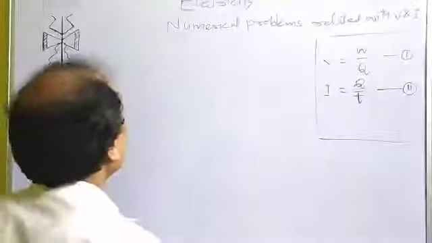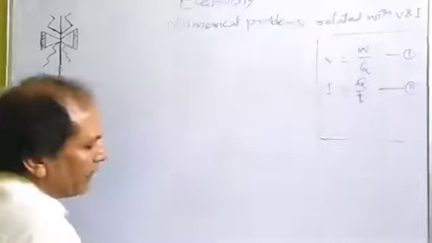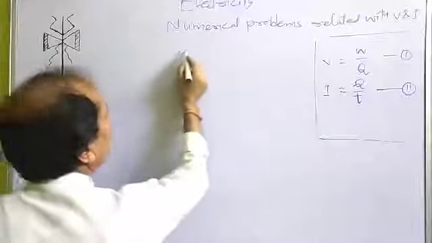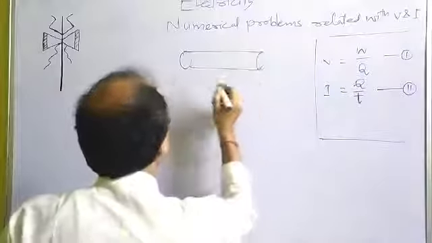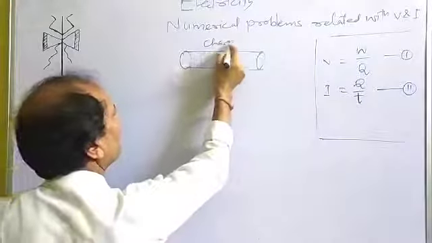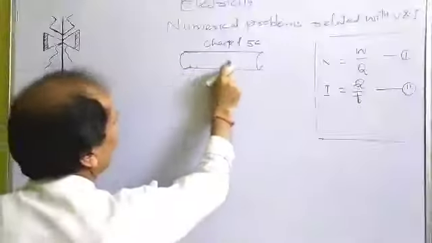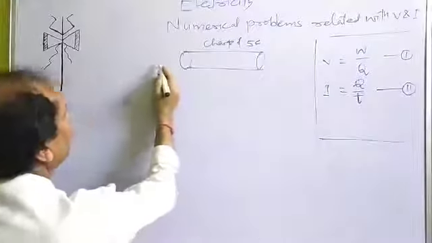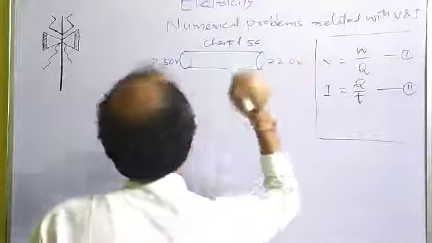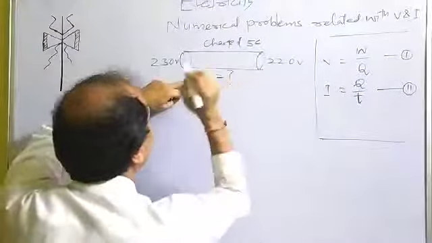So, for example, there is a question: suppose there is a conductor in which a charge of 5 coulomb is to be transferred through the conductor at the potential difference of 230 volt to 220 volt. Calculate the work done.